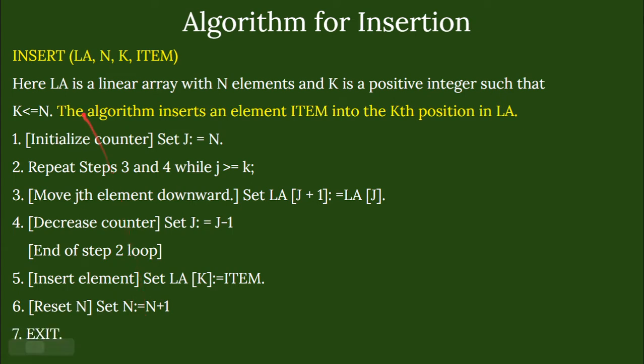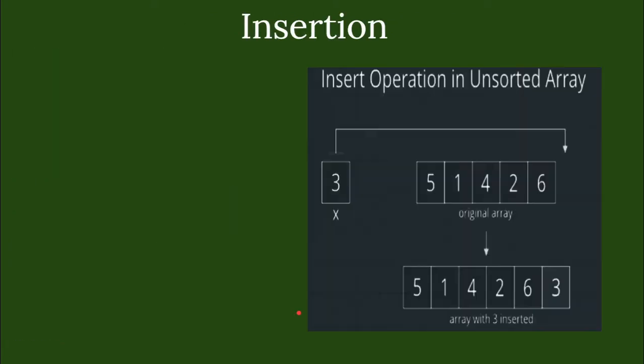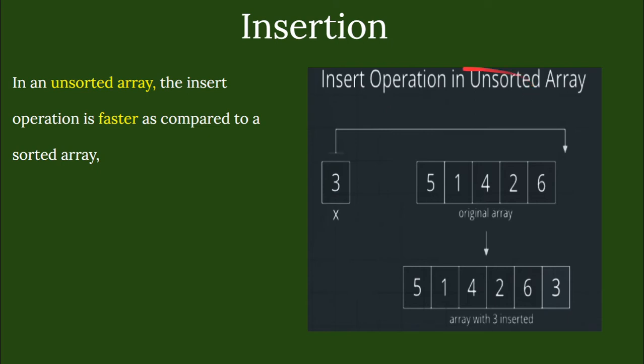So that's all. The algorithm is over, which helps to insert an element into an array. Let us see the same with an example, which is easy to understand. This is the insert operation in an unsorted array. An unsorted array is one in which the elements are in any random order, with no ascending or descending order.